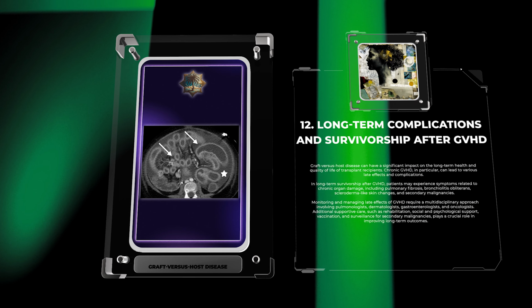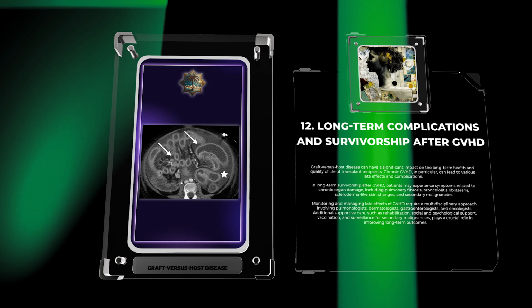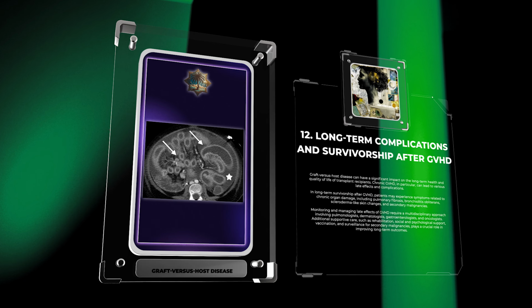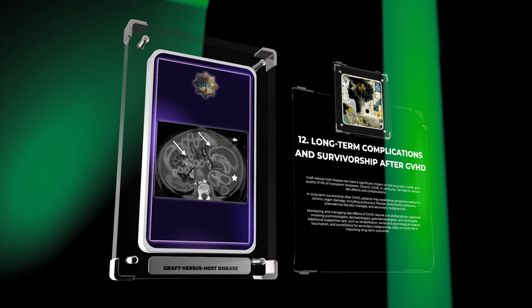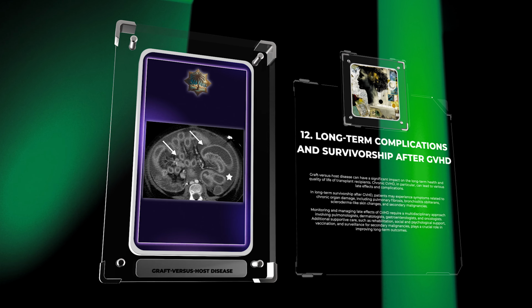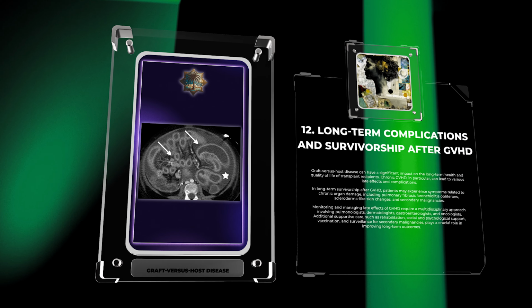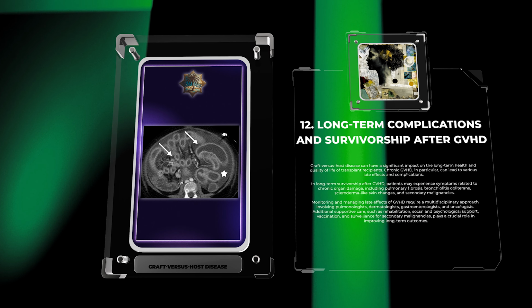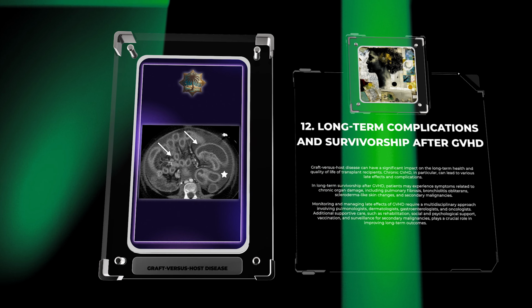In long-term survivorship after GVHD, patients may experience symptoms related to chronic organ damage, including pulmonary fibrosis, bronchiolitis obliterans, scleroderma-like skin changes, and secondary malignancies. Monitoring and managing late effects of GVHD require a multidisciplinary approach involving pulmonologists, dermatologists, gastroenterologists, and oncologists.